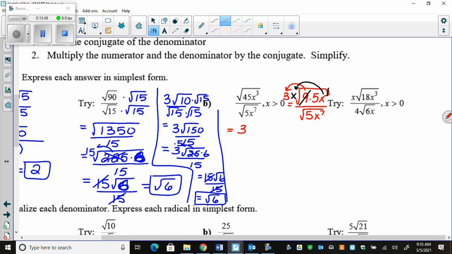So I have 3x root 5x over root 5x to the 7. Now, my biggest issue is I can't have that square root on the bottom, right? How do I get rid of a square root 5x to the 7? It's nothing crazier than the other one. I just need to multiply it by? Yeah, it's the exact same thing, right?